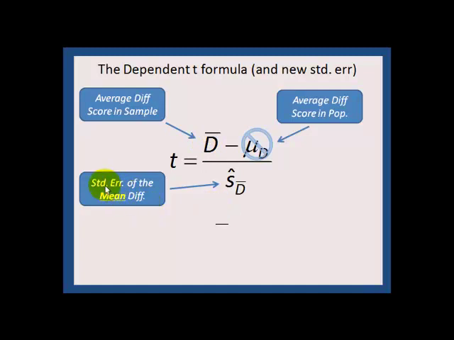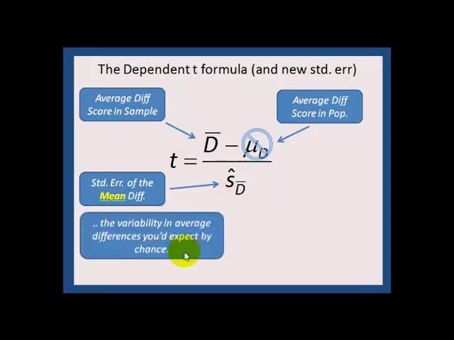Now, be careful. Before, with the independent t-test, we had standard error of the difference. Now we have standard error of the mean difference. And it's indicated by having the D with the bar over it. So that's the variability in average differences that you'd expect just by chance. So remember, the top is always the difference that we observe, and the bottom is the difference we would expect based on good old sampling error.